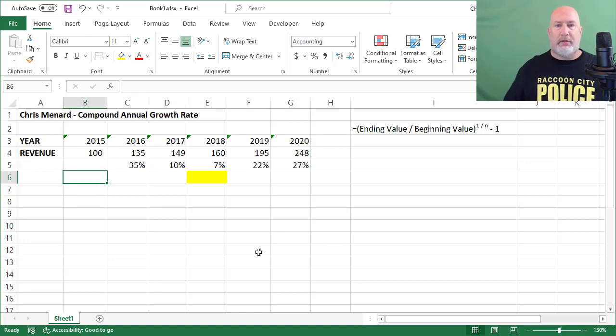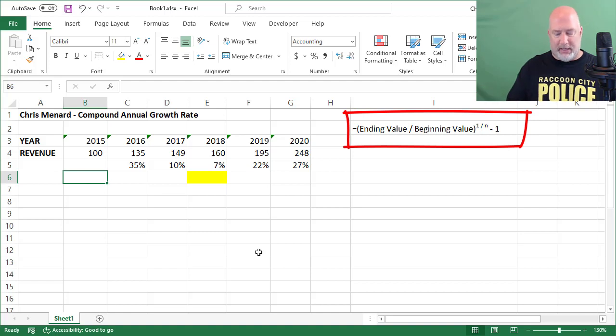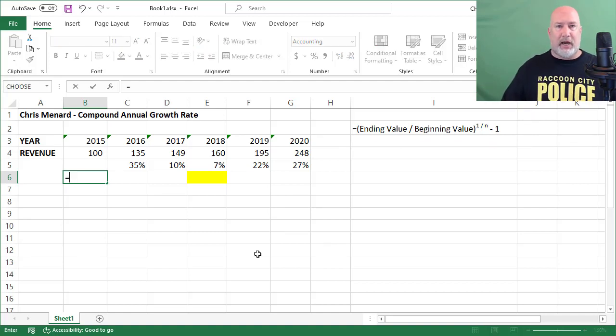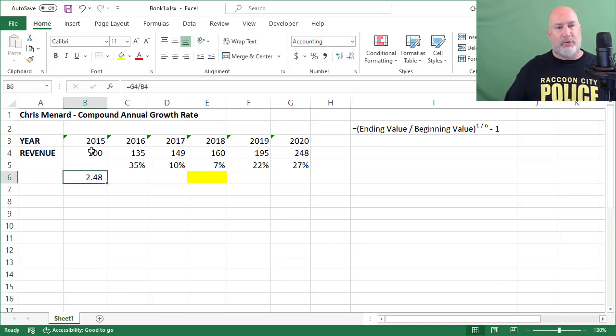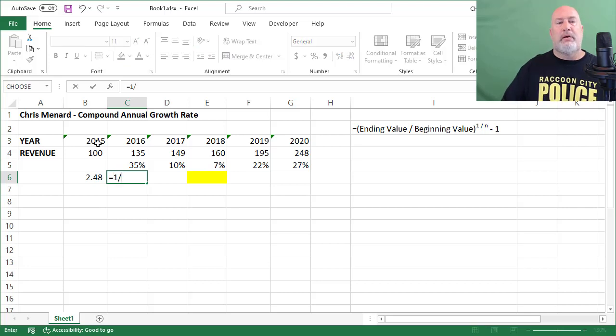So the formula I already have over in column I, just so I wouldn't have to type it again, but I'm going to break this formula out for you. Then I'll do it as one complex formula in Excel. So ending value divided by beginning value. 248 G4 divided by B4, the 100. That's 2.48. The next is 1 divided by the number of periods. The base year does not count.